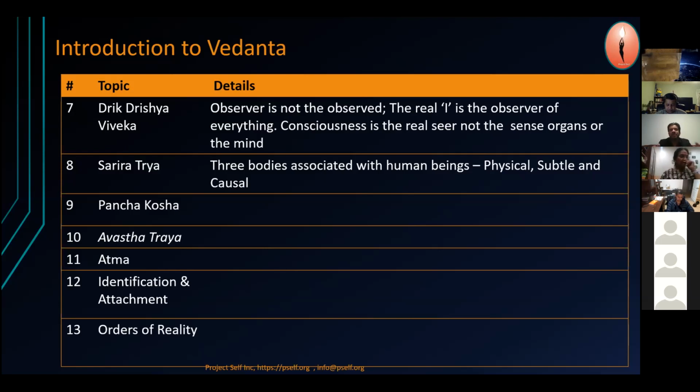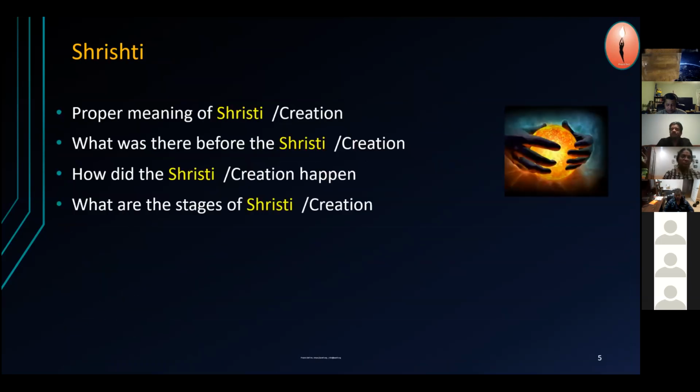Okay, so now we are going to enter into an interesting question. What exactly is the cosmology explained by the Vedas? So we'll try to see that. So Shrishti, that is the word. First of all, we are going to understand 3 or 4 topics here. First is, what is the proper meaning of this Shrishti or creation? Second one is, what was there before the creation, and how did the creation happen, and what are the different stages of creation? This is what we are going to discuss today.